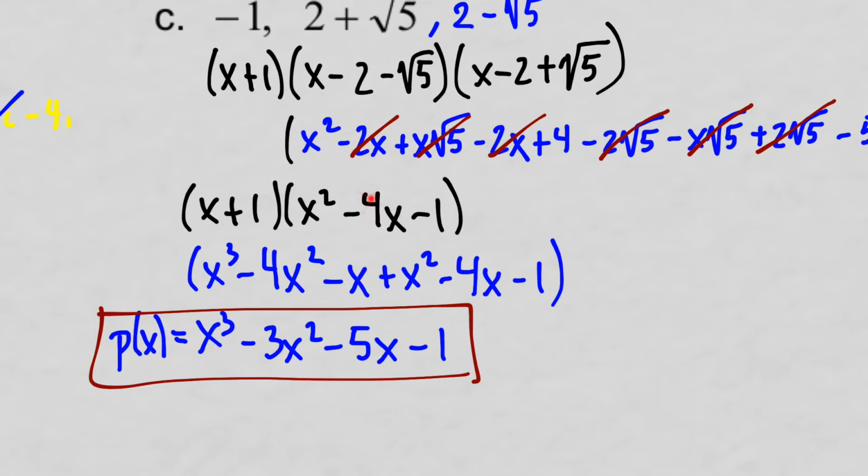And then I multiply these two times each other. I got this, combined the like terms, which is the negative 4x squared and the positive x squared, the negative x and the negative 4x, and there you go. That's the final answer right there.